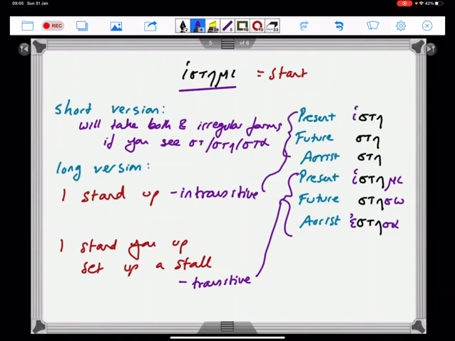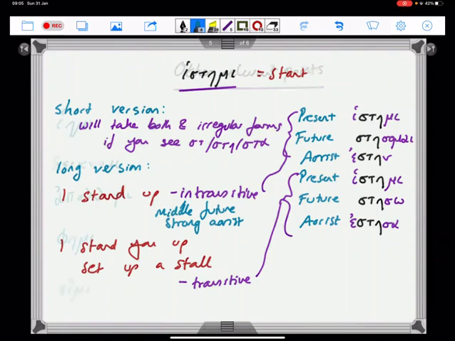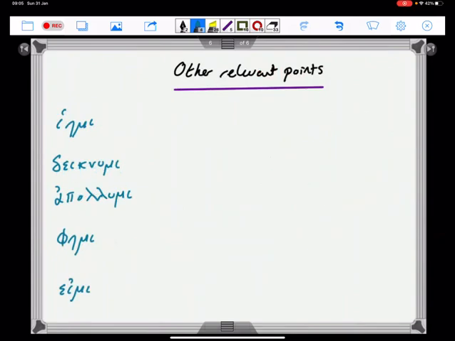Histēmi, it's the same in the present, but then the future becomes middle, and the aorist is strong. So the intransitive has a middle future and a strong aorist. They've all got sta as their root. But what you do with that sta varies. A few other relevant points.